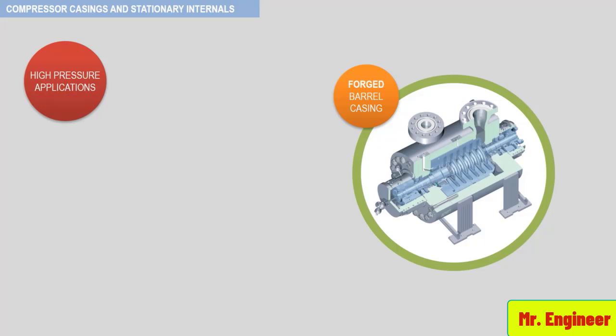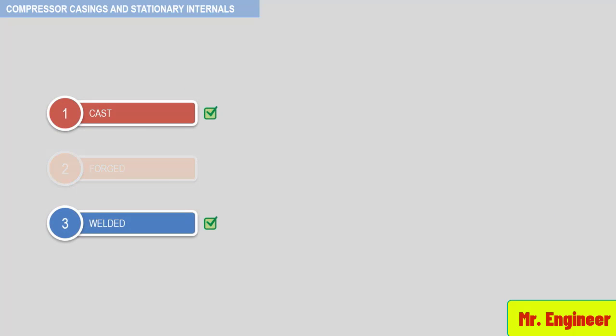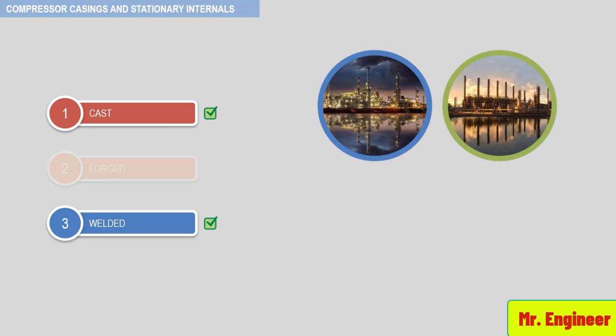In high pressure or high hydrogen gas applications, forged barrel compressors are required. In this design, the entire barrel casing is on continuous forging, as highlighted here. However, cast nozzles are welded onto the casing. The common approach used today in the industry is to accept either a fabricated or cast casing, as long as the compressor vendor has proven experience with the offered design. However, regardless of the type, keep in mind that all hydrocarbon services, in particular those found in petroleum refining or petrochemical, all of them require steel casings.